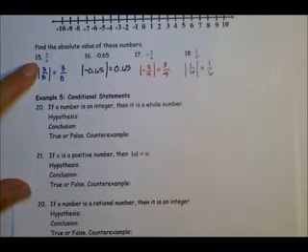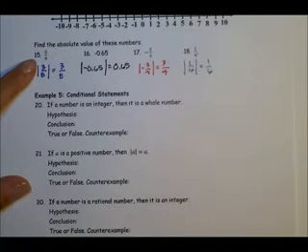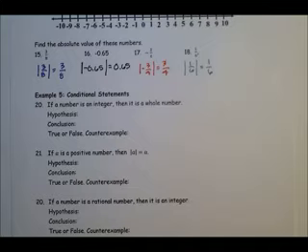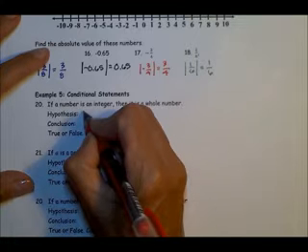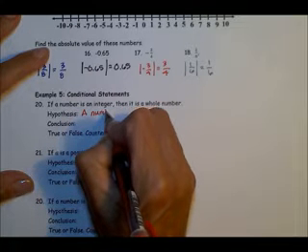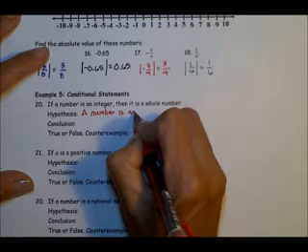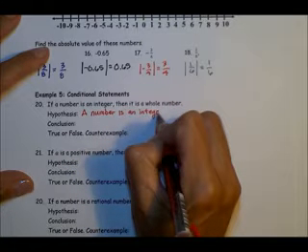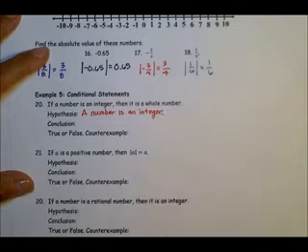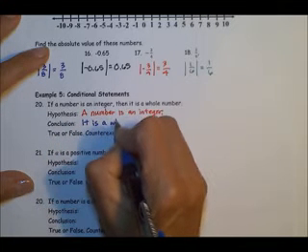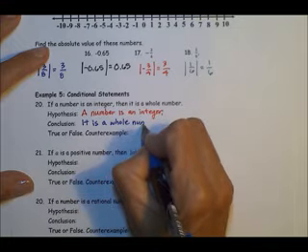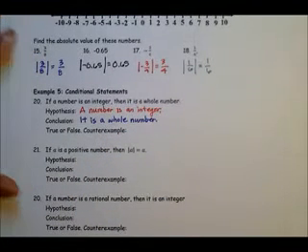Okay, conditional statements. Here we have a conditional statement. If a number is an integer, then it is a whole number. Now, we have two parts to conditional statements. We have a hypothesis and we have a conclusion. For this one, our hypothesis is a number is an integer. Our conclusion is it is a whole number. Now we want to decide if that's true or false.